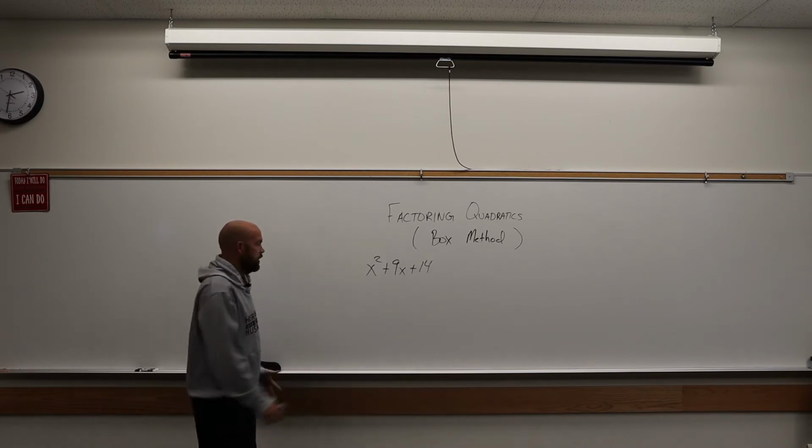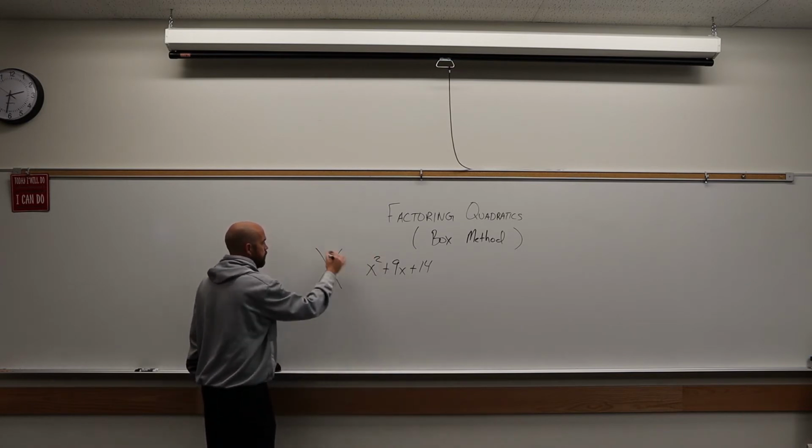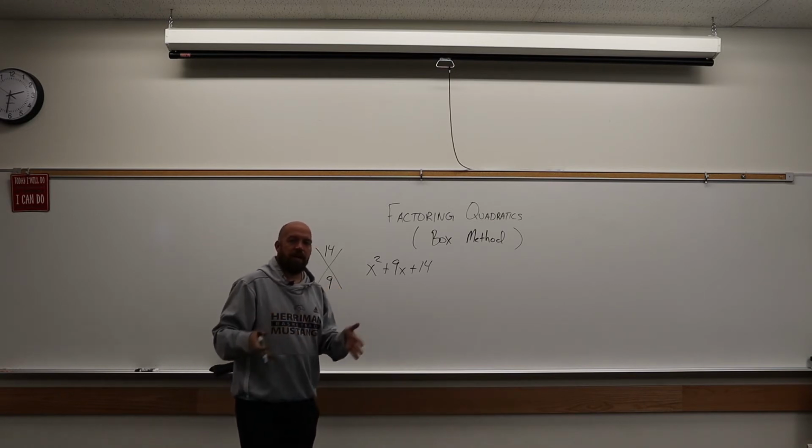Okay, let's try this one. So I'm going to do a little x over here to figure out what numbers I need. 1 times 14 is 14. The middle number is a 9. Can you think of two things that multiply to get 14 but add to get the 9?